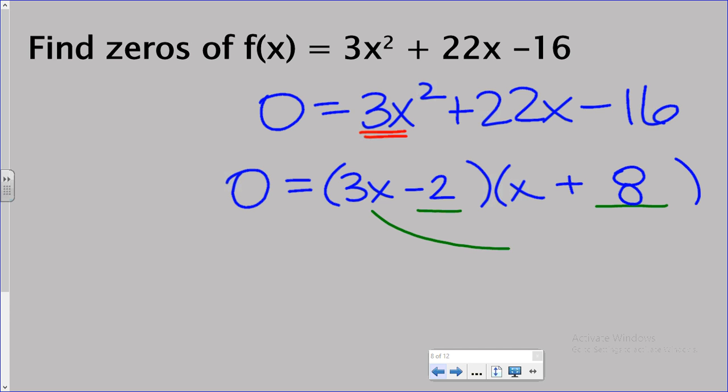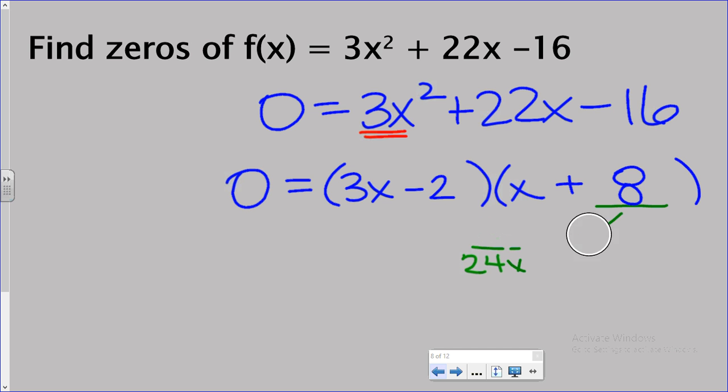Okay, what is 3x times 8? And what is negative 2 times x? Negative 2x. When we add those two pieces together, we get our middle term of 22x. Okay, like I said, there we go. If you have a different way of factoring, that's fine. I'm not going to do it up here on the board. And if you need extra help, we can talk about that at a different time.